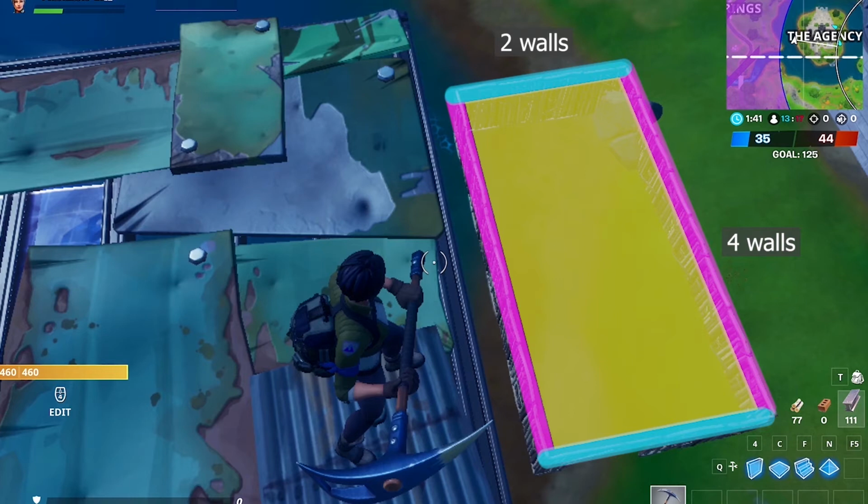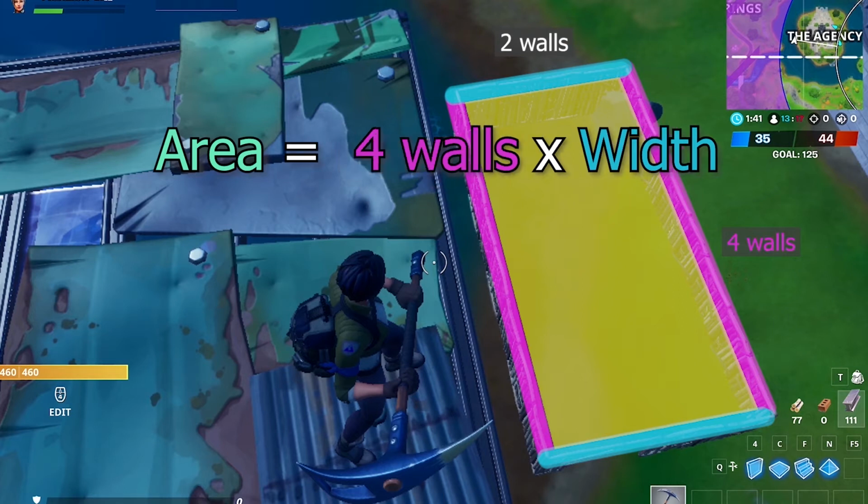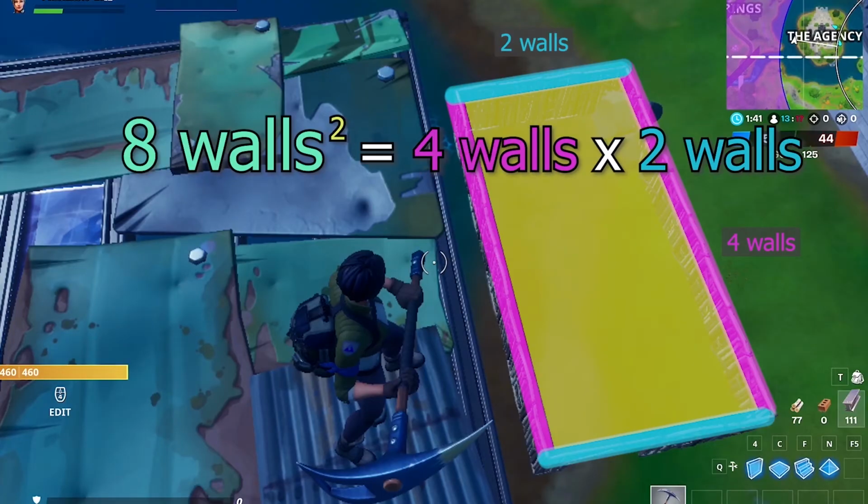So let's find the area of this fort. The formula for finding an area is area equals length times width. Well, this fort has a length of 4 walls and a width of 2 walls. Multiply those two numbers together and we should have our area. So we have 4 times 2, which equals 8. So we should be able to fit 8 square walls perfectly into that fort.